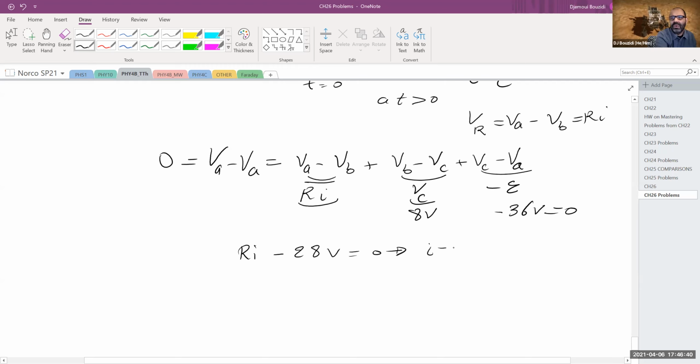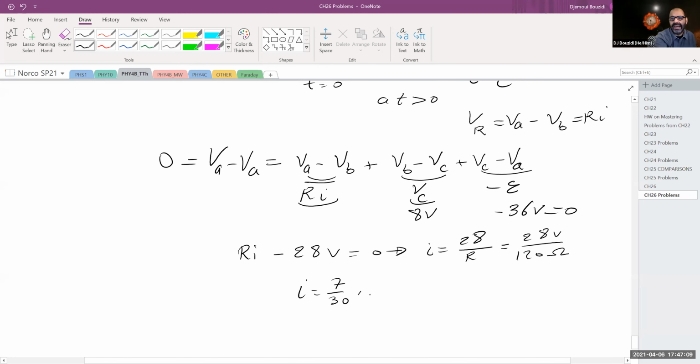This gives me I equals 28 over R, and R is 120. So it's 28 volts over 120 ohms. This can be divided by 4, and this can be divided by 4. So it's 7 over 30. So the current is 7 over 30 amps.